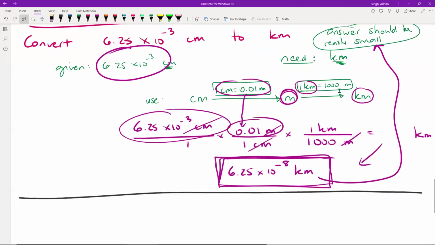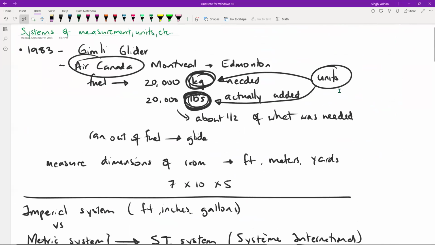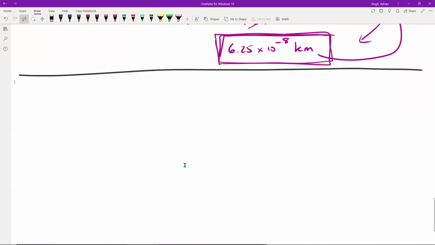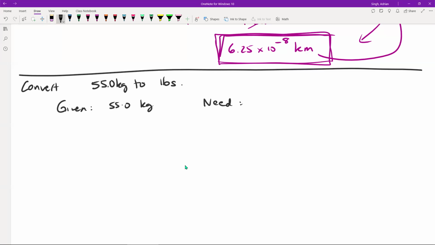So going back to the very first thing we talked about, which was the confusion between kilograms and pounds for this particular plane. We'll just show you here what we can. So let's say we wanted to convert a value of like 55.0 kilograms to pounds. Again, what we're given is 55 kilograms, and then what we need is to convert that to pounds.